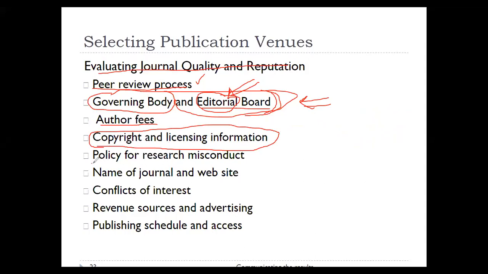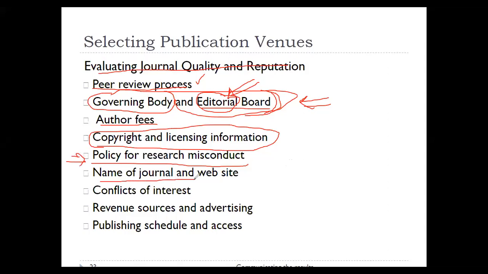Policy for research misconduct. If somebody has committed misconduct in research, has published dummy or fabricated data, what is the policy of the journal? I will show you some examples, and then you can understand how it is done. Or if somebody has done plagiarism, what is the policy? Whether such a policy is there for the research paper or not, that needs to be seen.